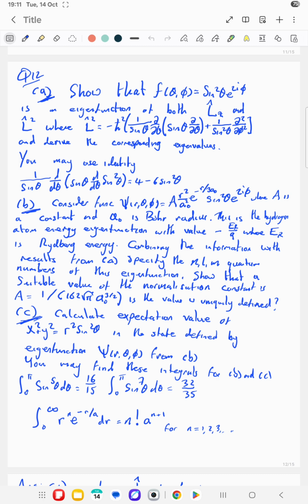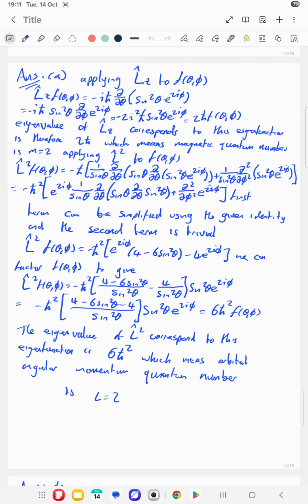Show that a suitable value of the normalization constant is given here by A. Is the value uniquely defined? C, calculate the expectation value of x squared plus y squared, equals r squared sine squared theta, in the state defined by the eigenfunction here, psi, from B. You may find these integrals for B and C useful here, the standard integrals.